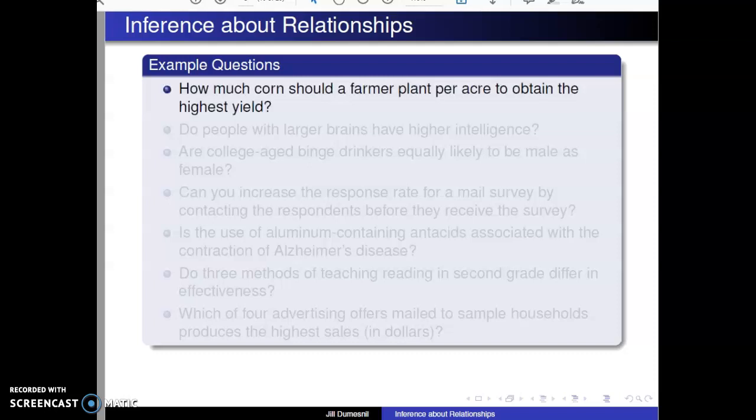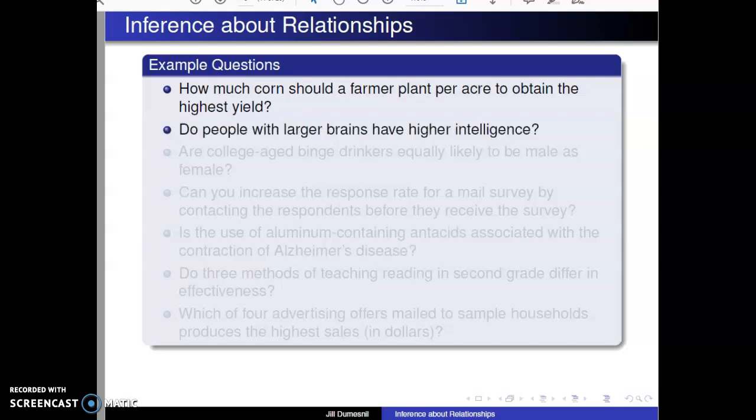How much corn should a farmer plant per acre to obtain the highest yield? Plants per acre and bushels per acre are both numerical variables. Presumably, number of plants per acre would be the explanatory variable, and the number of bushels yielded per acre would be the response variable.